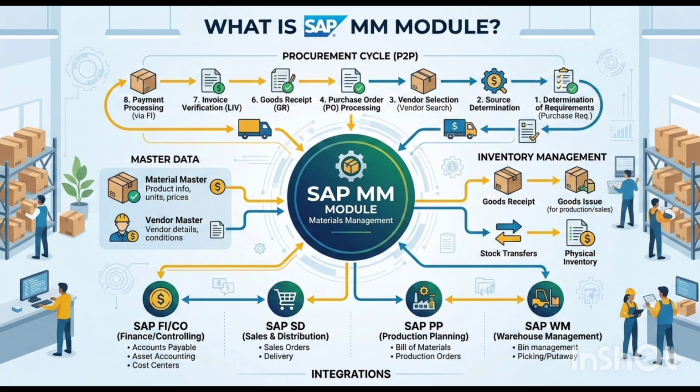Once a vendor sends an invoice, the system checks it against the purchase order and goods receipt. This three-way match ensures the company only pays for what it actually ordered and received.